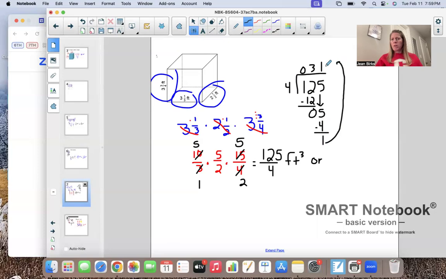That 1 goes on the top of the fraction as a leftover. The 4 is what goes on the bottom, my denominator. So I would also take 31 and 1/4 feet cubed. So that's volume in a nutshell, guys, with fractions.